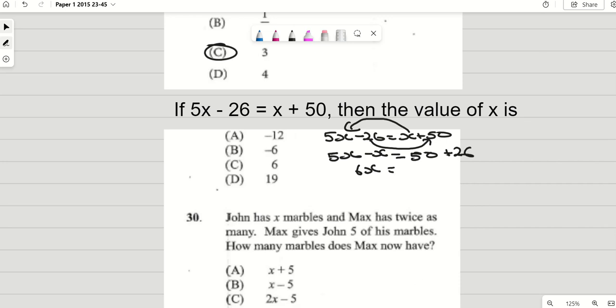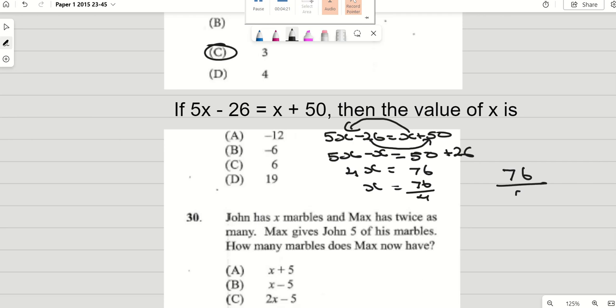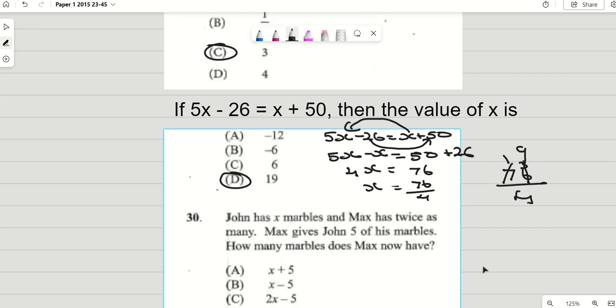So that's 6x is equal to 76. Sorry, this is not supposed to be 6x. 5x minus x is 4x. So 4x is equal to 76. So x would be 76 divided by 4. 4 could go into 7, 1, remainder 3. And 4 could go into 36, 9 times. So the answer is D.